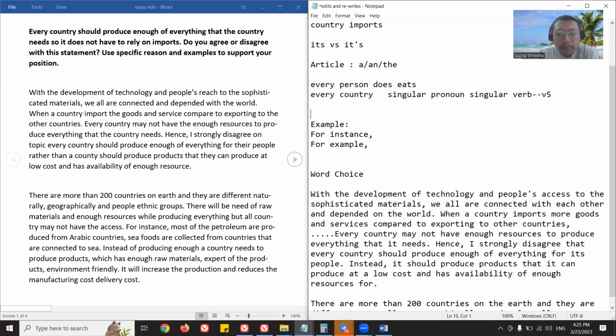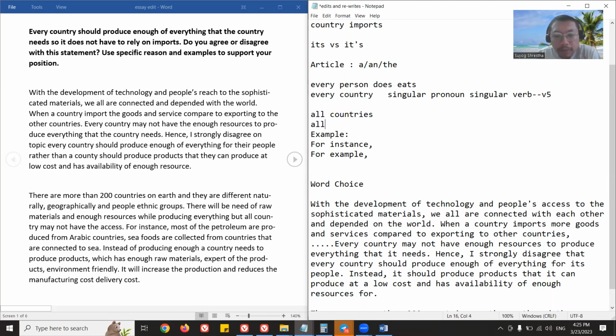Every takes country, but all takes countries. Why? Because after all you need a plural noun, right? So something like this, plural noun.